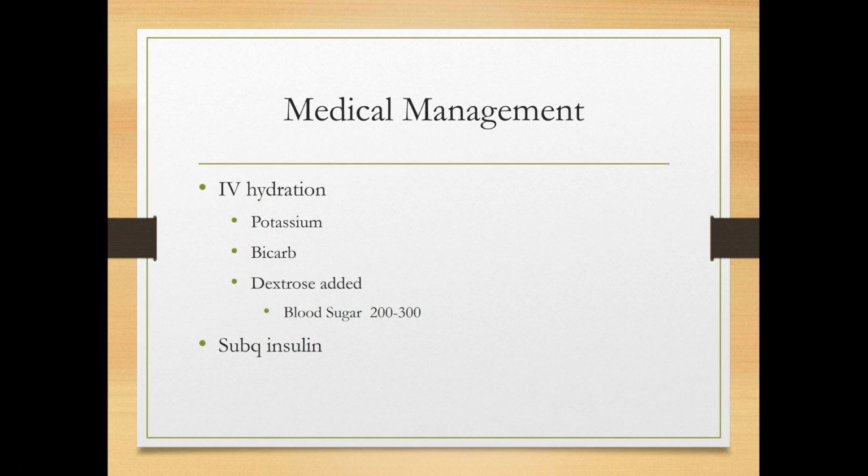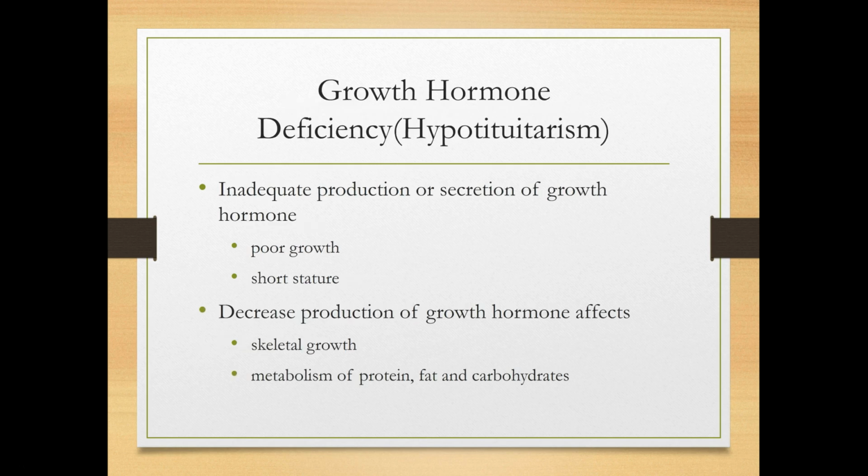You don't want to stop or skip the insulin doses if they're sick, and then you want to be sure to encourage PO fluids to encourage hydration. So that's it for diabetes type 1, and now we're briefly going to go over growth hormone deficiency, which is what it sounds like. Your body isn't producing or secreting enough growth hormone, so you're going to have poor growth and short stature.